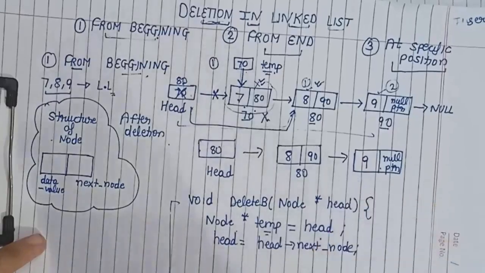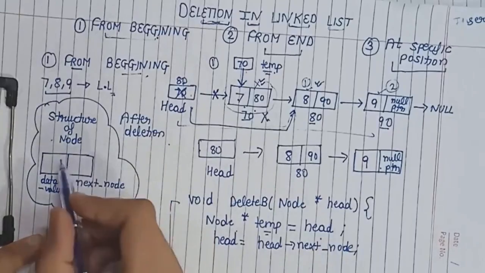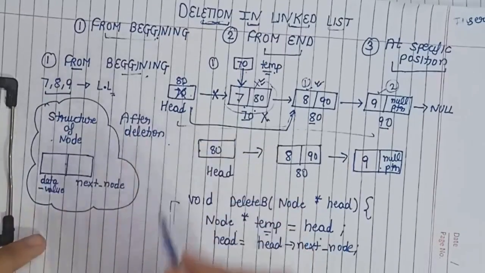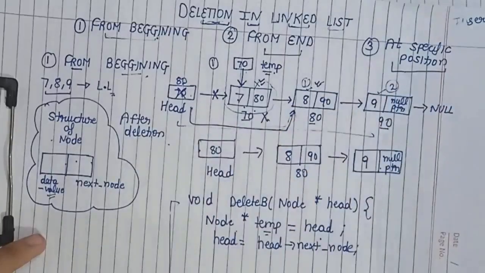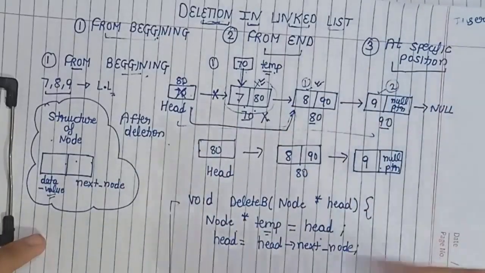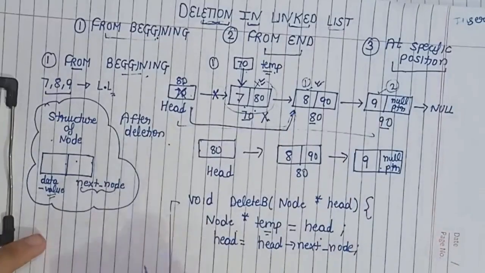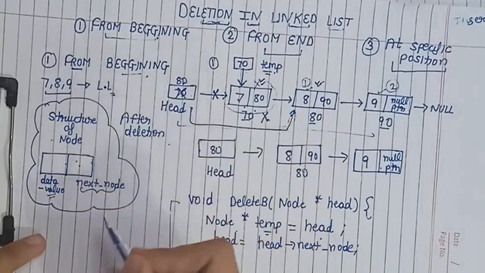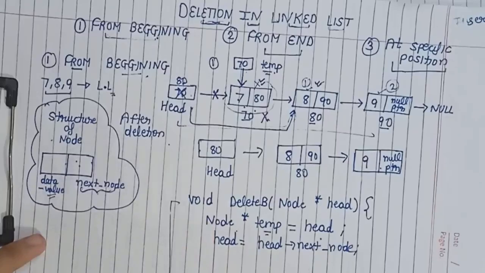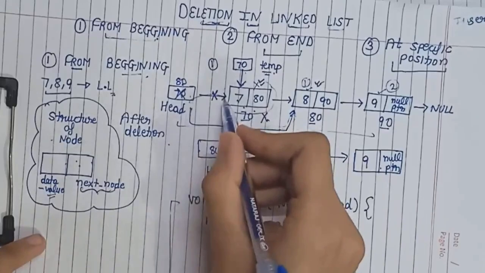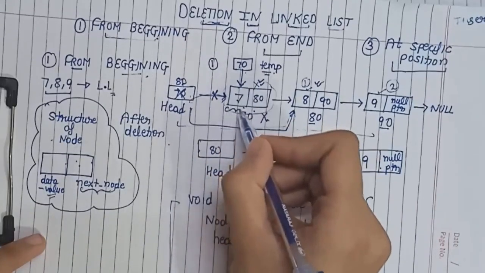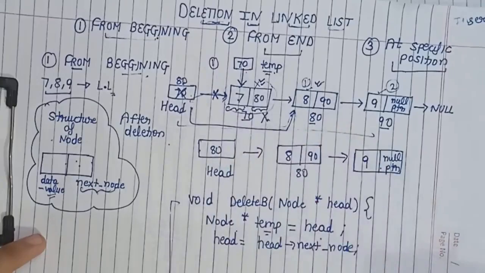So now let us focus on the structure of node first. In the structure of node, the first part which is storing the value is named data value, and the second part which is storing the address of the next node, or the address of its successor, is named next node. So this pointer which is storing the address is next node. Earlier head was 70 and head was pointing to this. Now this is the data value and this is the next node pointer.